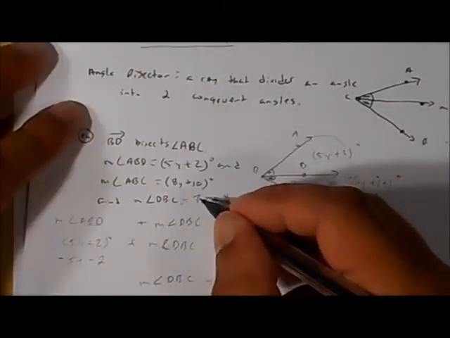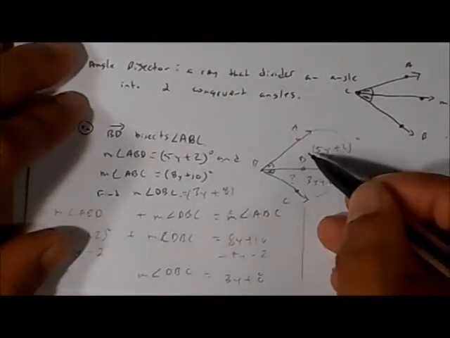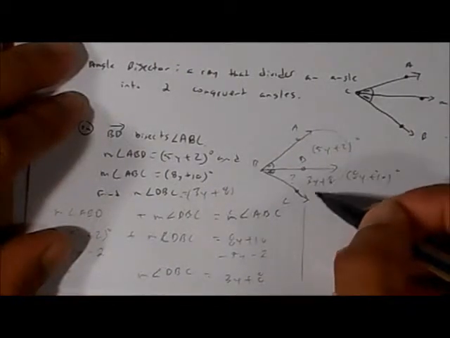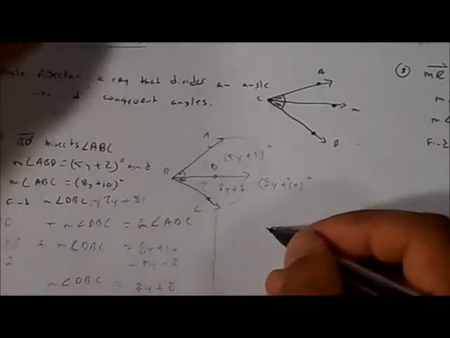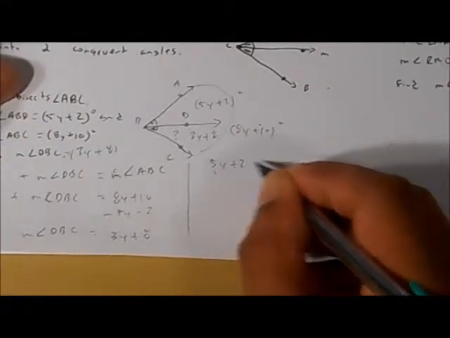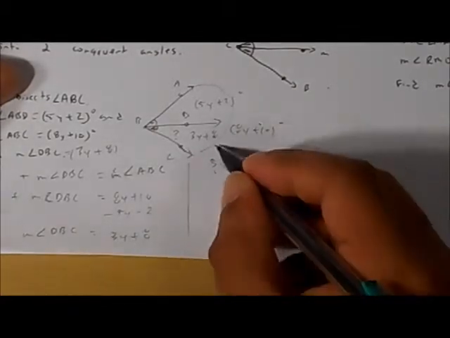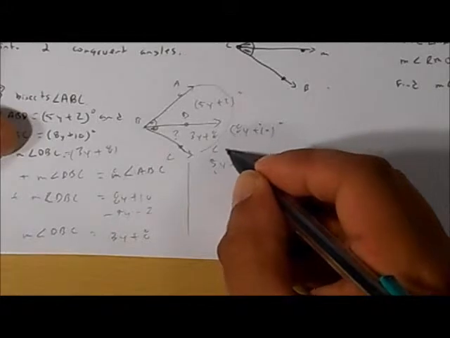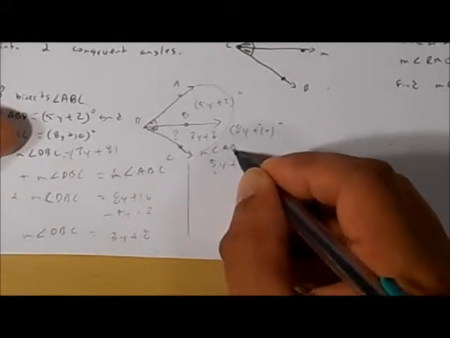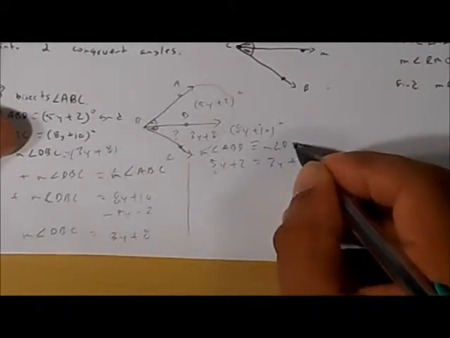But we're looking for the degrees of it. We don't know what the degrees are. They just give us an expression here. So when it says bisect, this part up here should equal to this part down here. So what we're going to do is we're going to go ahead and set those both equal to each other. 5y plus 2 is equal to 3y plus 8, because the measure of angle ABD is congruent to the measure of angle DBC.